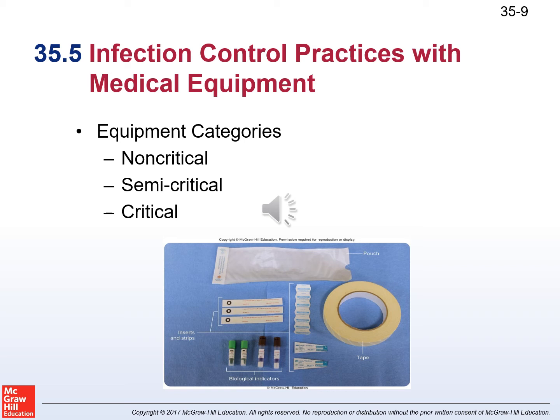Critical equipment includes surgical instruments or other items which enter sterile tissue, body cavities, and blood vessels. These pieces of equipment must be sterilized prior to use. They need to be wrapped and require sterilization indicators.